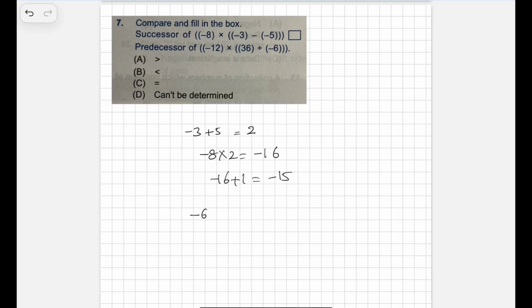And minus 12 into minus 6. So minus 12 into minus 6 will be plus 72. So to compare this, minus 15 and plus 72. So this is always less. A negative number is always less than a positive number. So B is the correct option.